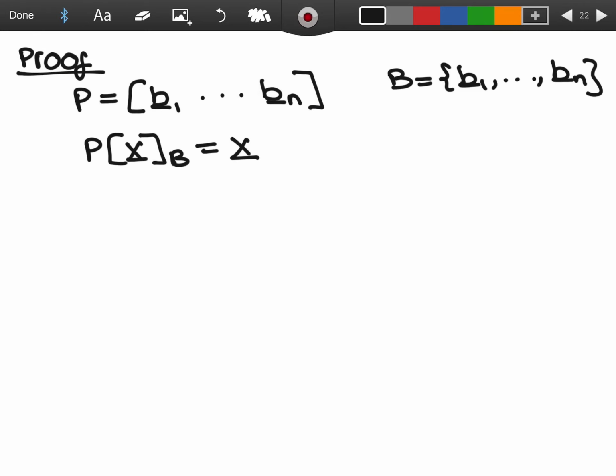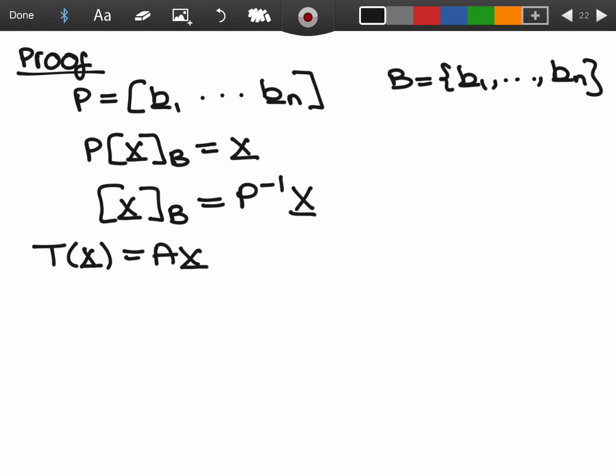So we know that P is a change of coordinate matrix, so we can also rewrite this like this. We know that each of those basis vectors must be linearly independent. The eigenvectors we know are linearly independent from the last chapter, and therefore if it's got linearly independent columns and it's a square matrix, it's invertible.